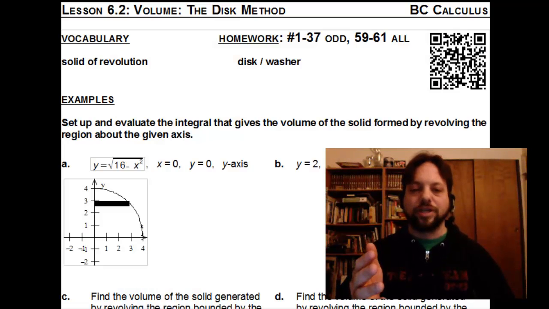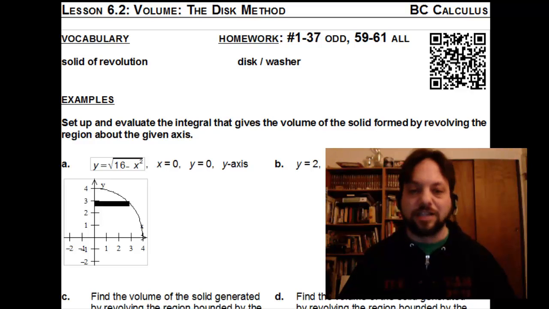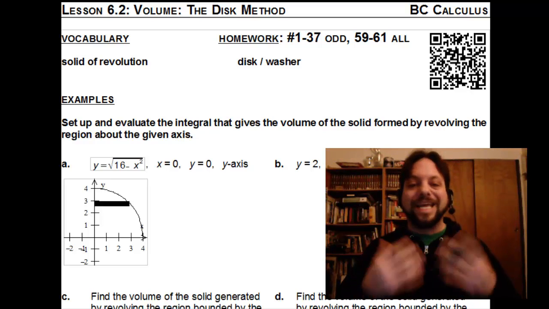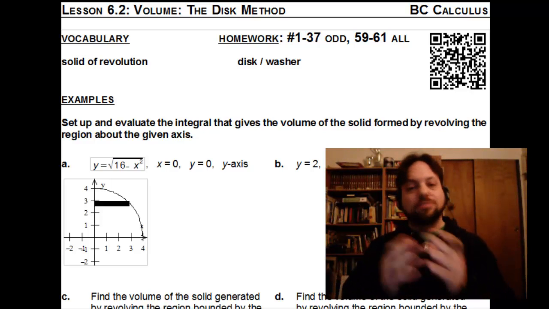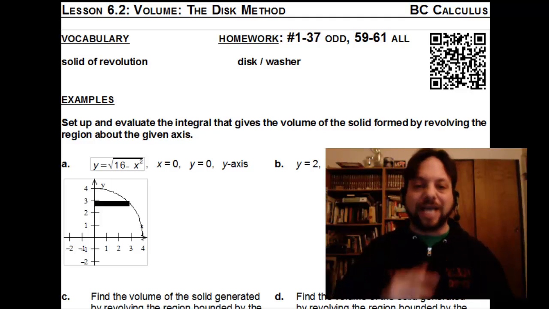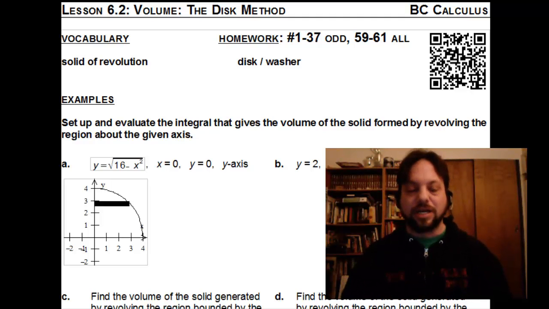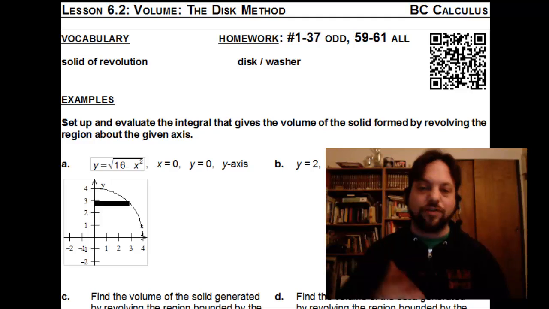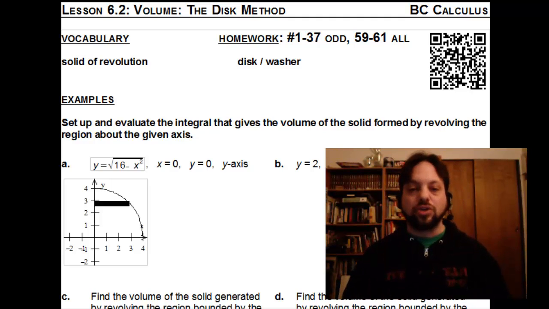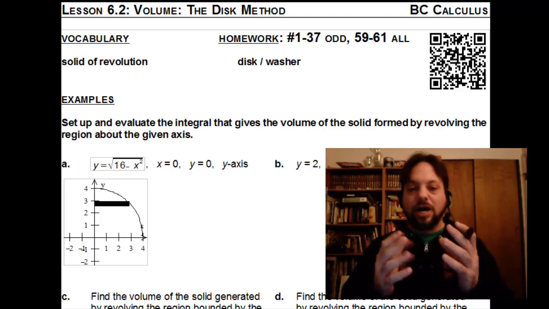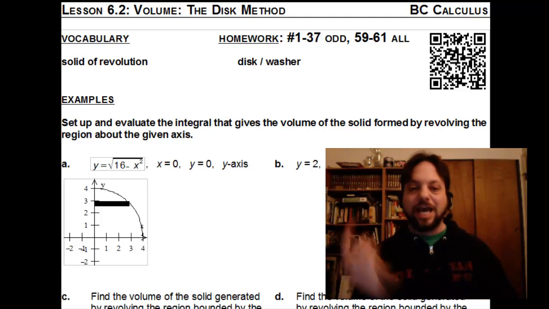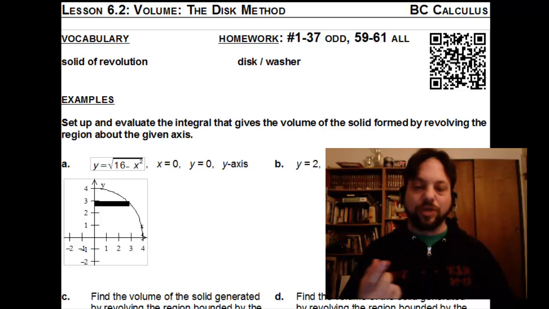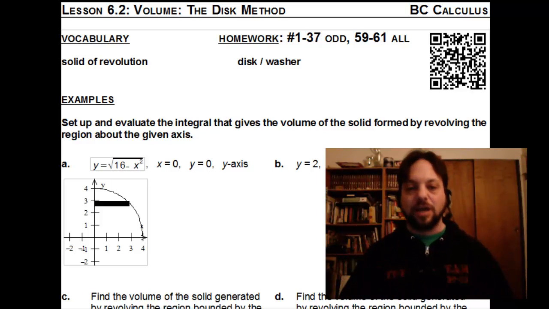In lesson 6.2, Volumes of Solids of Revolution using the disk method, we'll explore our first foray into finding volumes of solids of revolution, which is perfectly analogous to what we did in our last section when we found areas of regions between two functions. In 6.2, we'll take a region, it might just be defined by a curve or by a series of curves, and we'll revolve that region to create a solid of revolution.